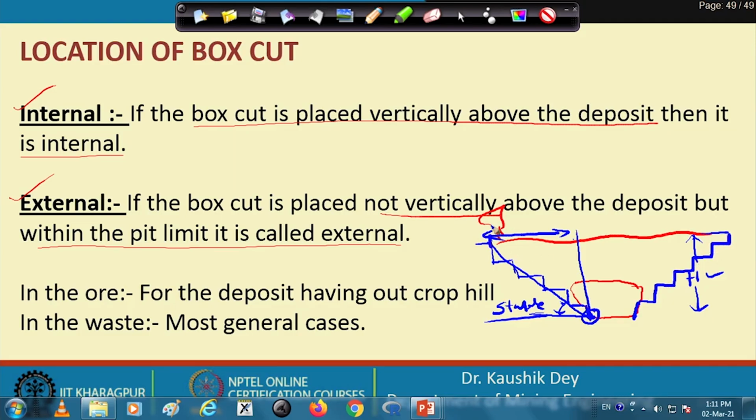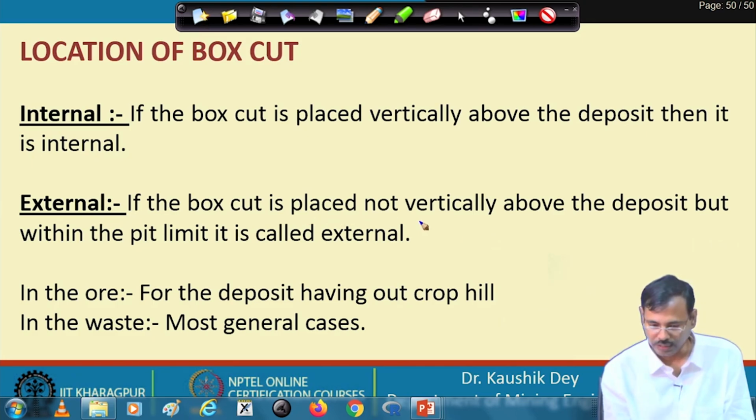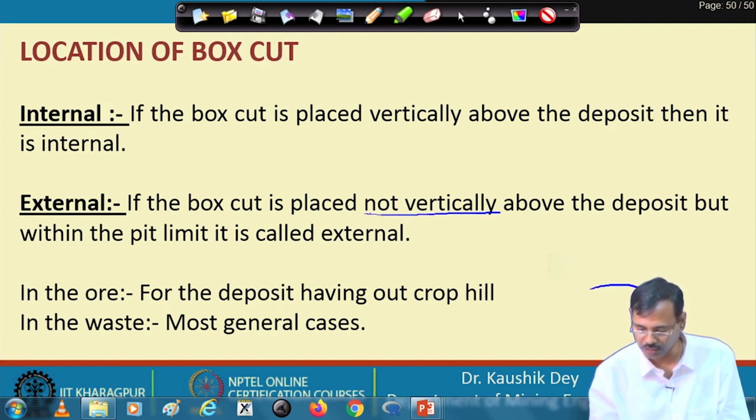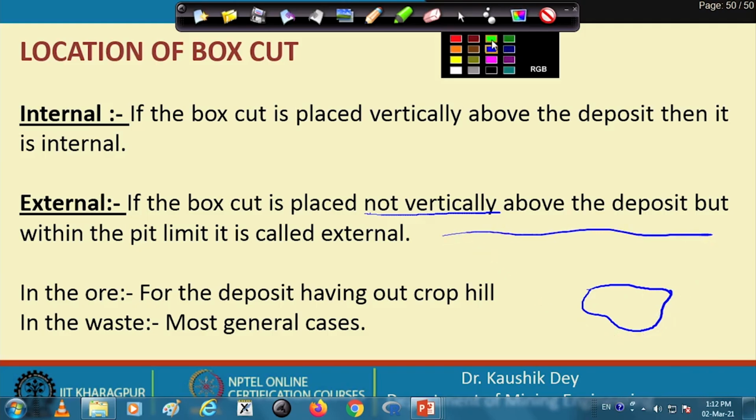When we are excavating, you can consider this is the pit limit that we are excavating for extracting the complete ore. So, in an external box cut, we are basically placing our box cut not vertically above the deposit. That means, if this is the deposit and this is the surface, let us draw the pit limit in a different color.